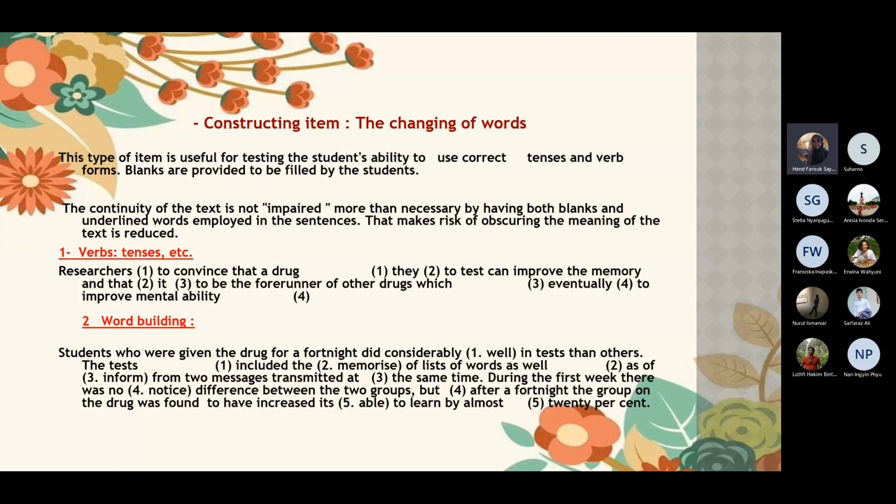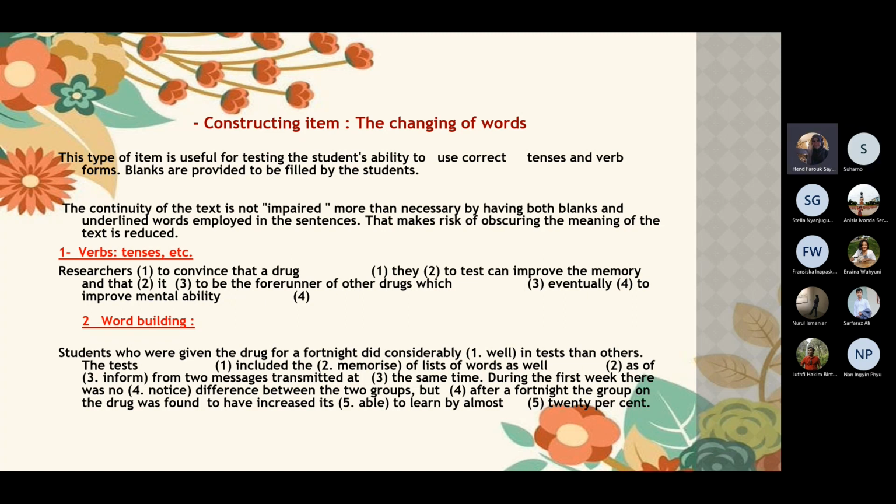Then that will be able to test the grammatical skills of students and their understanding of the vocabulary very well, because they have to manipulate them by changing them and being able to choose or make use of the verbs and tenses accurately.